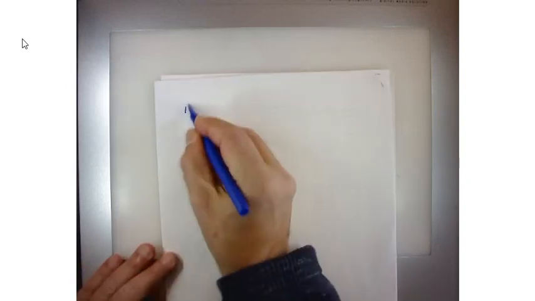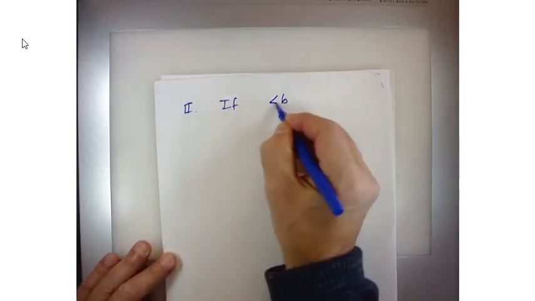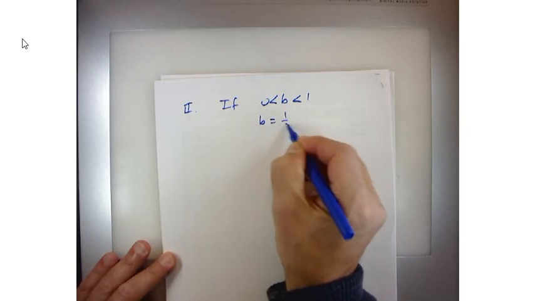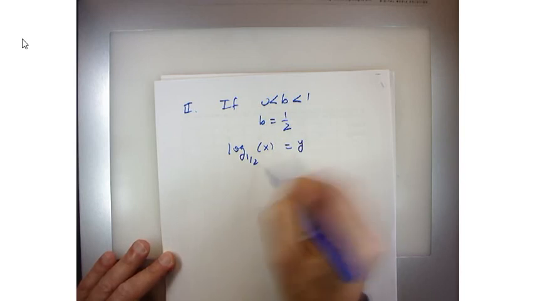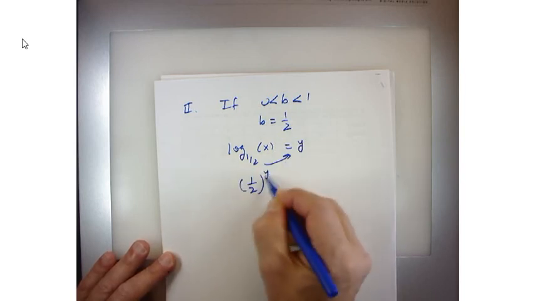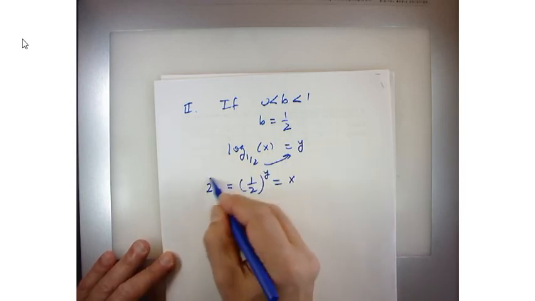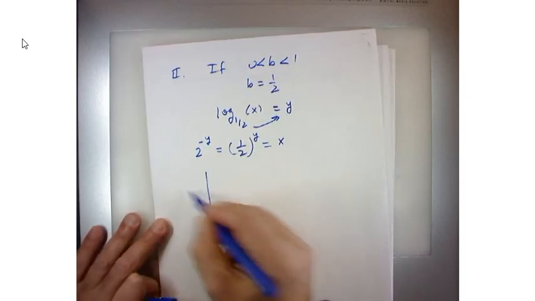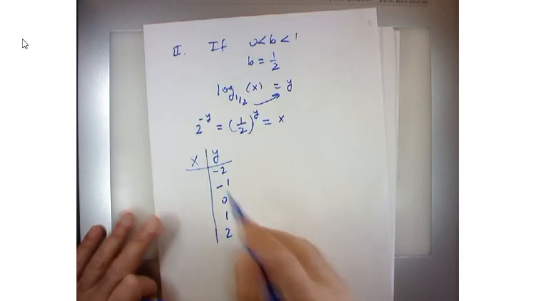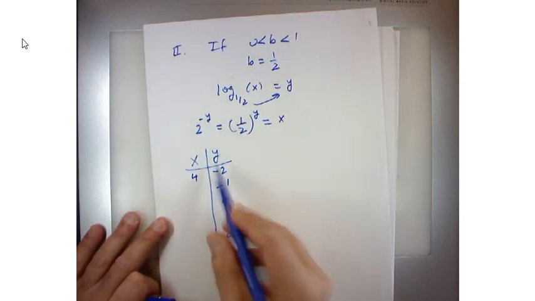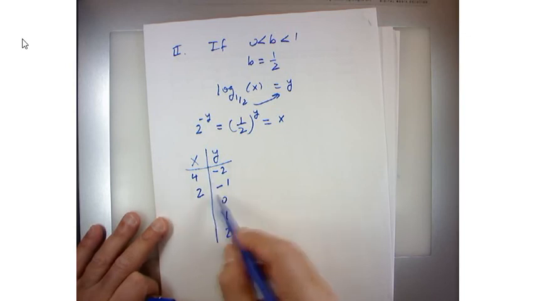If you do one for the base between 0 and 1, case 2, if the base is between 0 and 1, I'll pick 1/2. So log base 1/2 of x equals y. We'll do the same. (1/2) to the y equals x. Remember, this is the same thing as 2 to the negative y. We went over this. So we're going to plug those values in. So we're going to get 4, 2, 1.